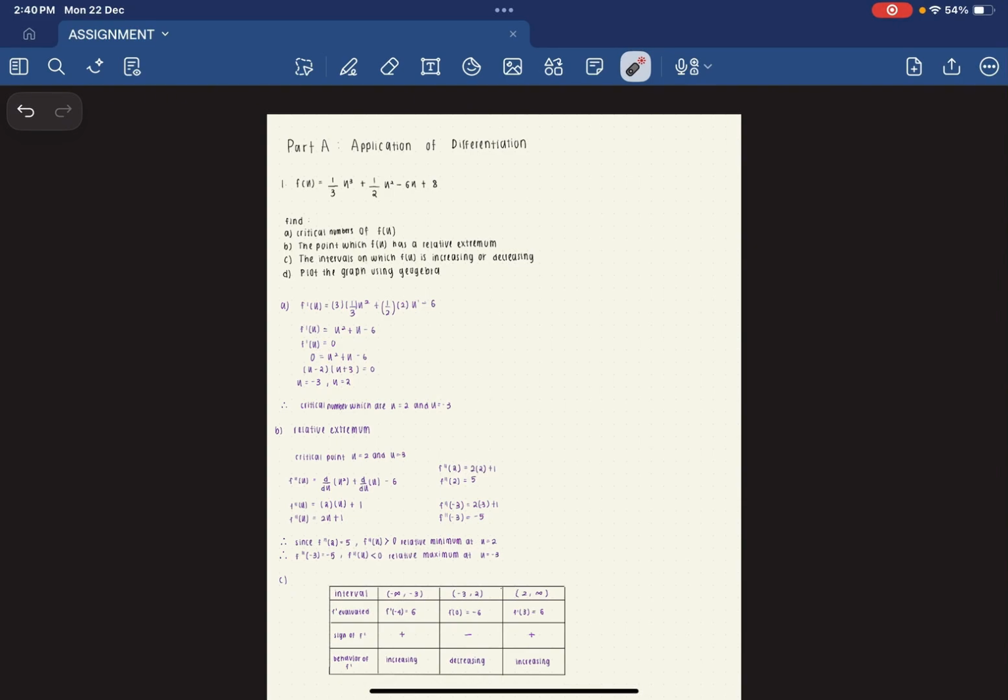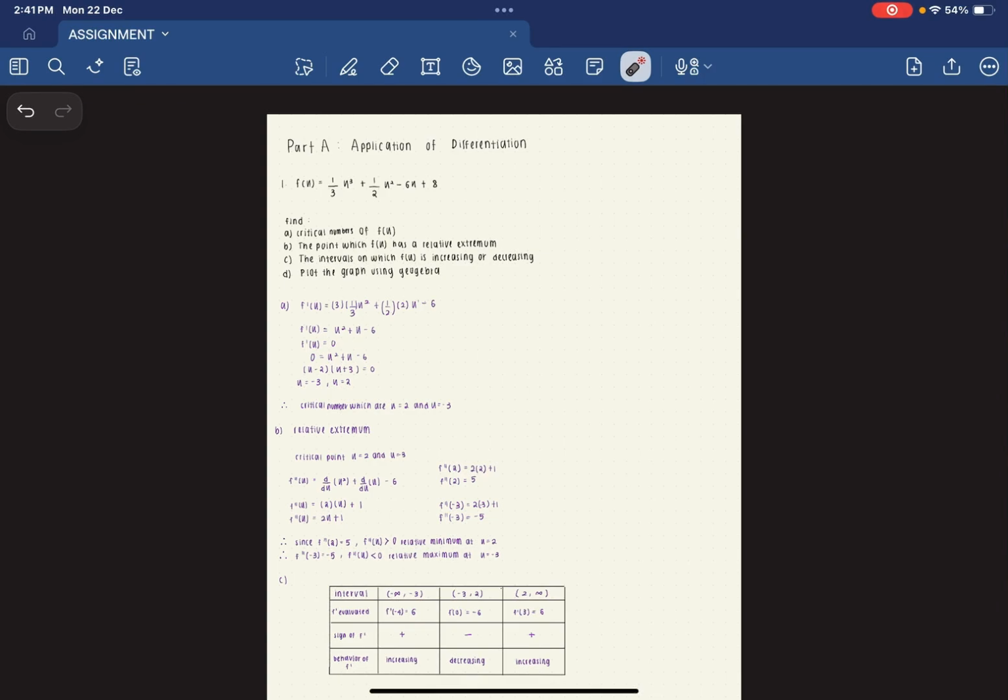For the next question B, to identify whether these critical points are maximum or minimum, we use the second derivative test, which first finds the second derivative, f double prime x equal to 2x plus 1, and substitute the critical points we get from A. For x equal to 2, we get 5, which is greater than 0. The function has a relative minimum at x equal to 2. And for x equal to minus 3, we get negative 5, which is less than 0. Since it's less than 0, the function has a relative maximum at x equal to minus 3.